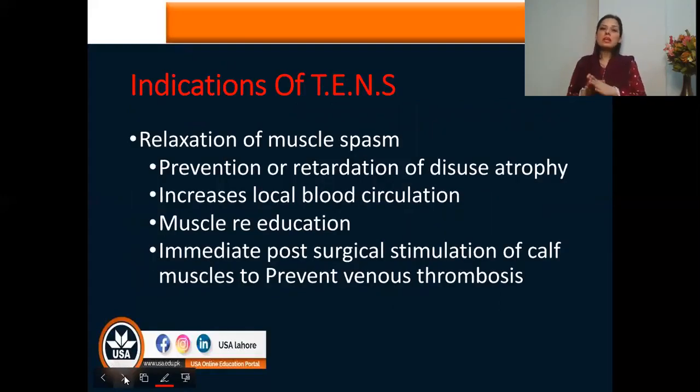Coming towards the indications of transcutaneous electrical nerve stimulation, in which conditions do we preferably use this? We use it if we want relaxation of muscle spasm. If we have muscle spasm and we want relief from it, we want it to relax, then TENS is a preferable modality. It is also used to prevent and retard muscle disuse atrophy, to improve blood circulation, for muscle re-education, and for immediate post-surgical stimulation of the calf muscles to prevent venous thrombosis.